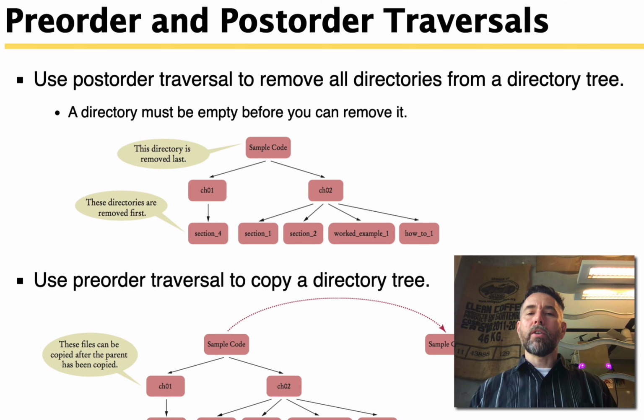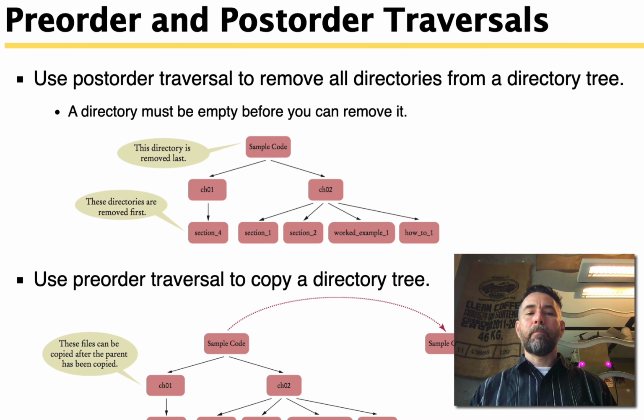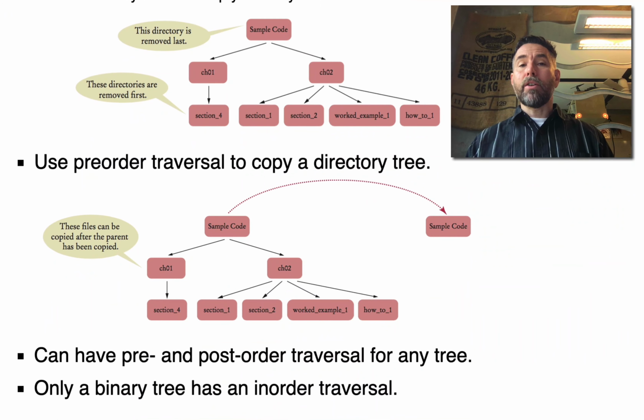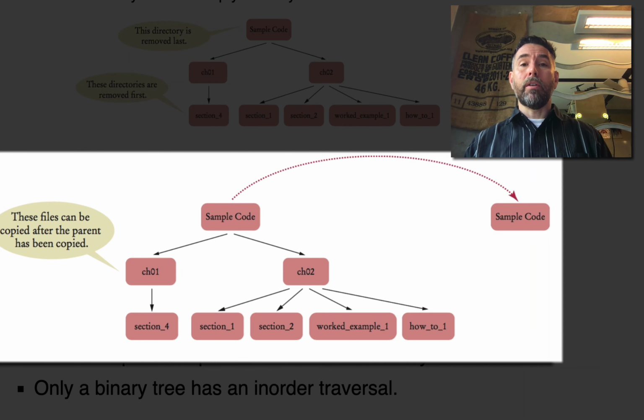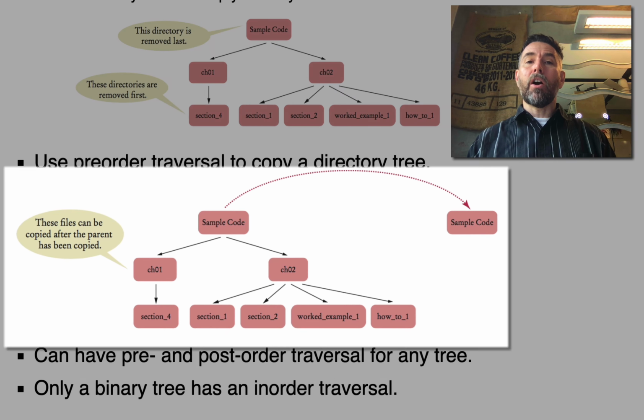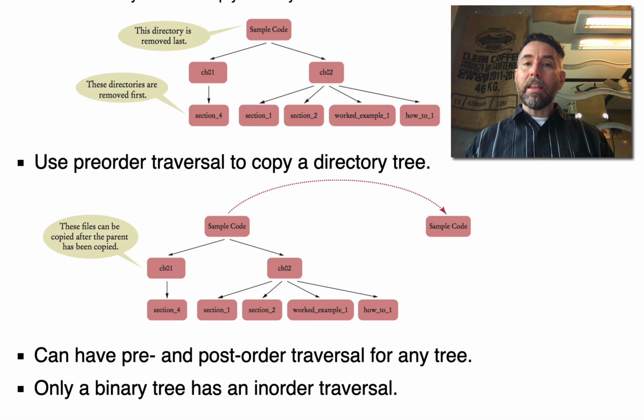So doing a post-order traversal enables you to process all of your children first. On the other hand, if you're going to copy a directory tree, you need to copy it in pre-order traversal, because first you need to have a place for all your children to be copied to. So the first thing that you do in a copy of a directory structure would be to copy the sample code directory or folder so that you have a place to put chapter 1 and chapter 2. Then you proceed down chapter 1 and you copy chapter 1 and add it to sample code. Then you proceed down to section 4 and you add it to the copy of chapter 1. And you continue down chapter 2, creating chapter 2 and then section 1, section 2, worked example, and how-to 1. So copying a directory structure would require pre-order traversal instead.